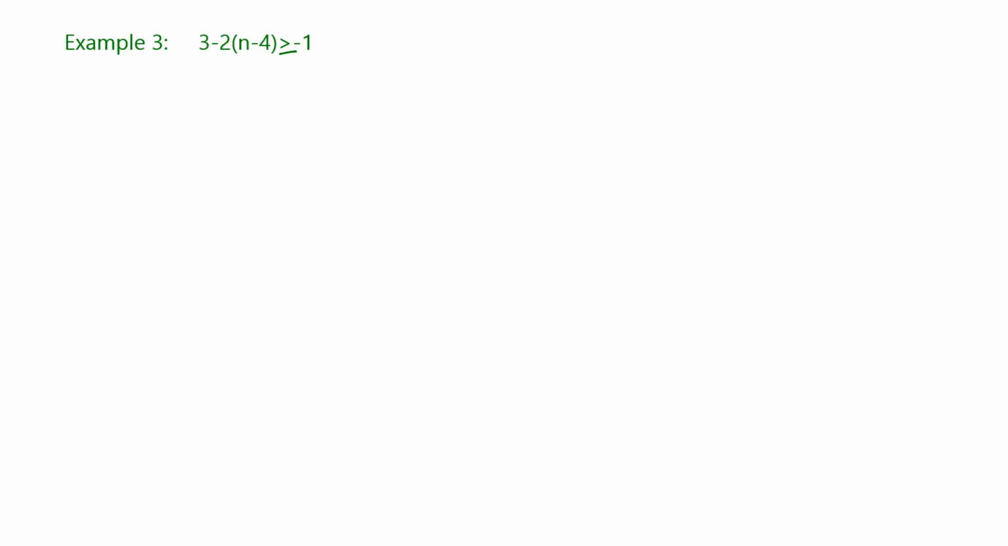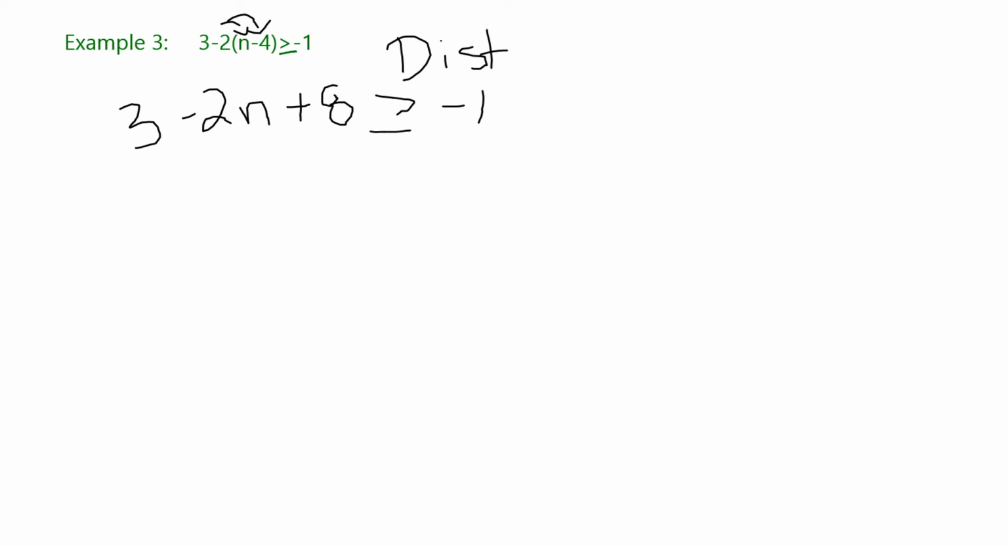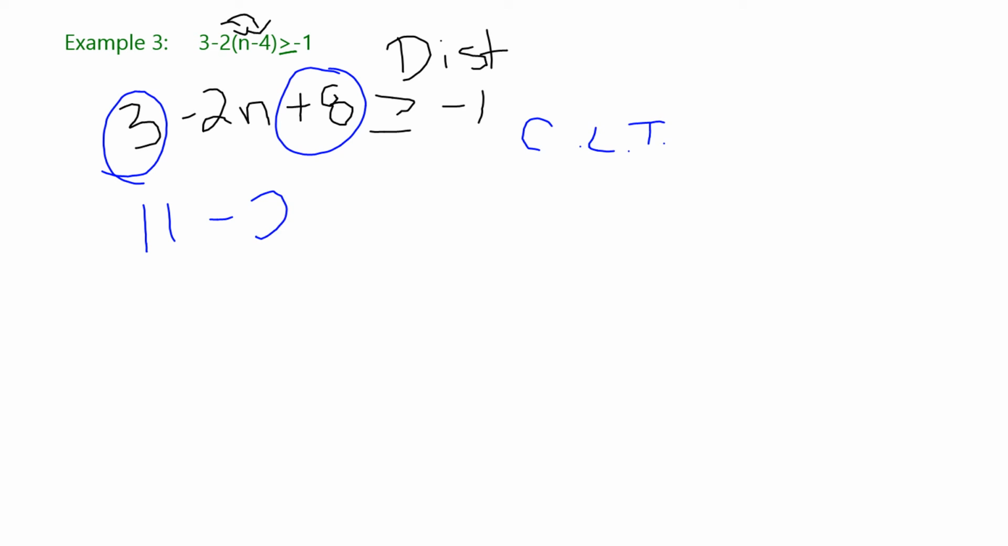Example number 3 is 3 minus 2 times the quantity n minus 4 is greater than or equal to negative 1. The first thing we need to do is the distributive property. Negative 2 times n is negative 2n, and negative 2 times negative 4 is a positive 8. Bring down my 3, and my greater than or equal to negative 1. Now I'm going to go ahead and combine like terms. I have 3 plus 8, which is 11, minus 2n is greater than or equal to negative 1.